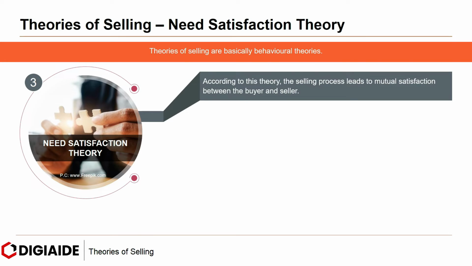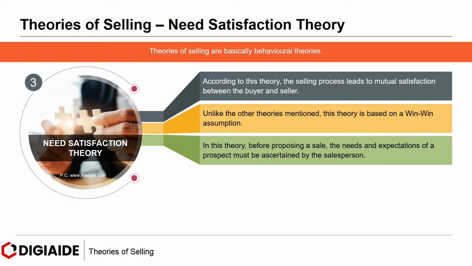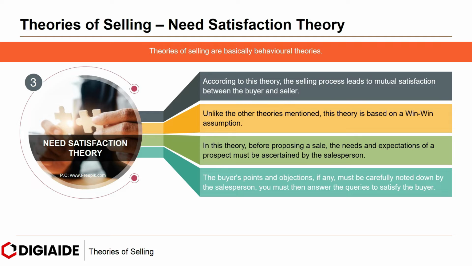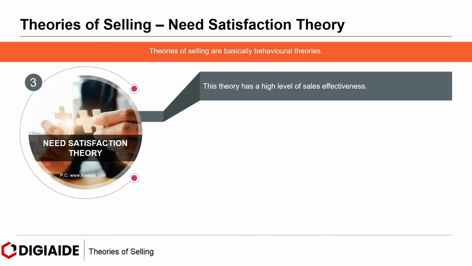According to this theory, the selling process leads to a mutual satisfaction between the buyer and the seller. Unlike the other theories mentioned, this theory is based on a win-win assumption. In this theory, before proposing a sale, the needs and expectations of a prospect must be ascertained by the salesperson. The buyer's points and objections, if any, must be carefully noted down by the salesperson. You must then answer the questions to satisfy the buyer. Moving forward, this theory has a high level of sales effectiveness.